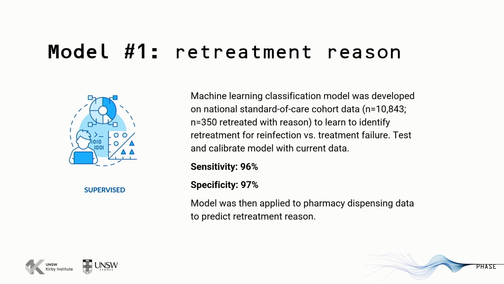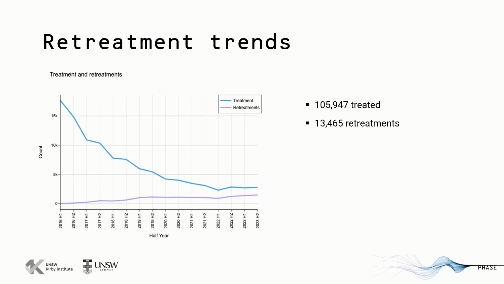So for this model, we used a machine learning classifier. It was trained on national standard of care data that was representative of treatment and retreatment in Australia. The sensitivity of the model was 96% and specificity was 97%. We then applied this to pharmacy dispensing data to classify reason for retreatment.